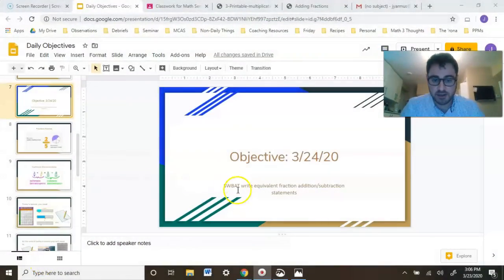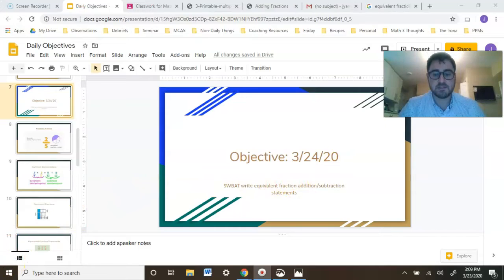We're going to continue with the work that we were doing before of adding and subtracting fractions. So, here's our objective. Students will be able to write equivalent fraction, addition, and subtraction statements.